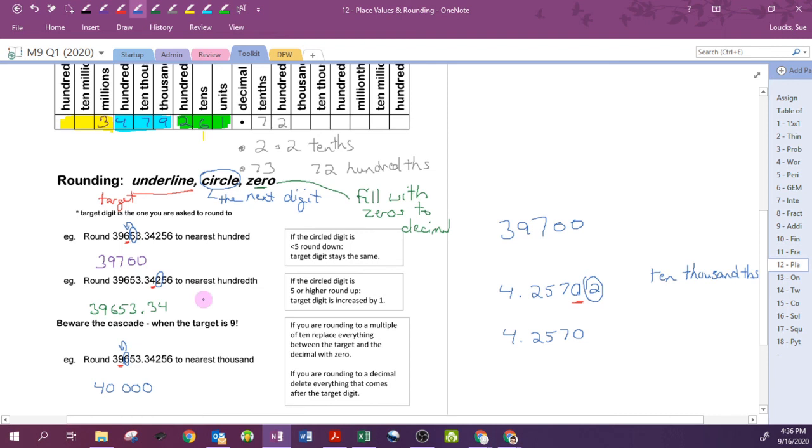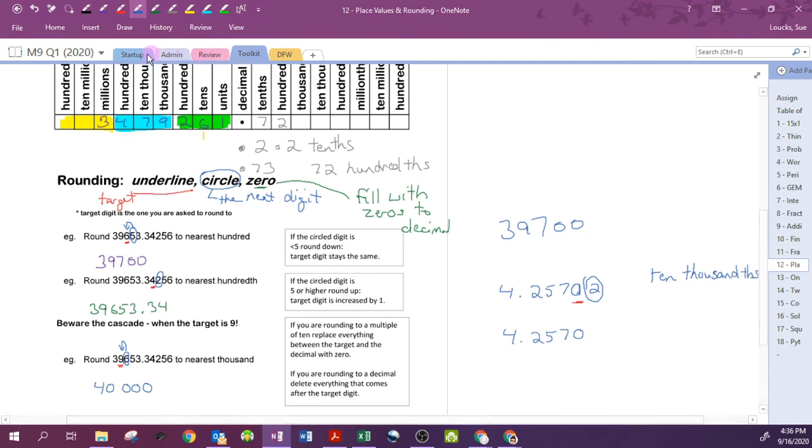Okay. The bottom line is your last digit needs to be in the column that matches, or the spot that matches whatever you're rounding it to. The 10,000ths or the hundredths or the tenths or the billionths or whatever. Okay? All right. Hopefully that is refreshing your memory as to things that you should know.